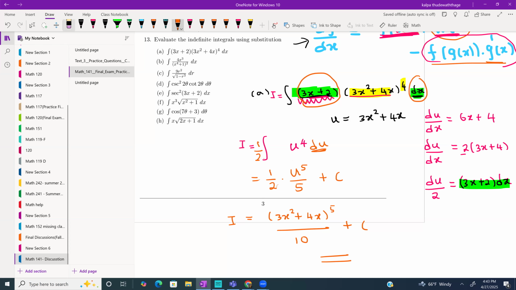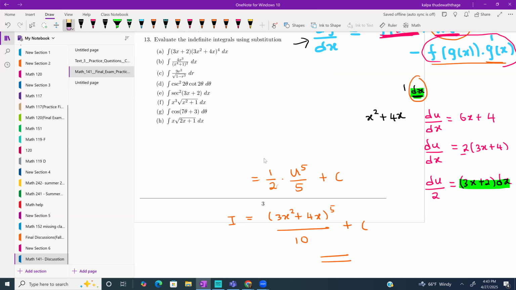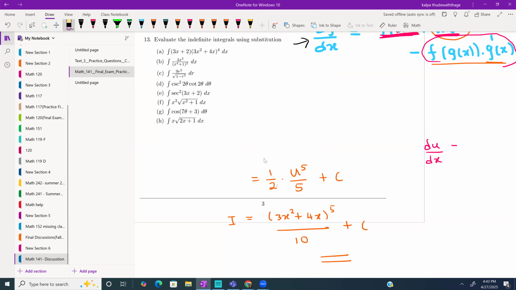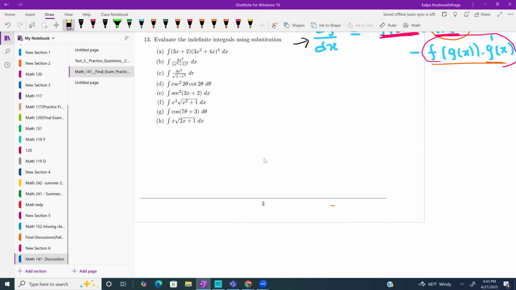Okay, right. So I'm going to go to part B. So part B, you can see, 4x cubed over x to the power 4 plus 1, all to the power 2. Okay, so this is one question. 4x cubed over x to the power 4 plus 1 to the power 2 dx.